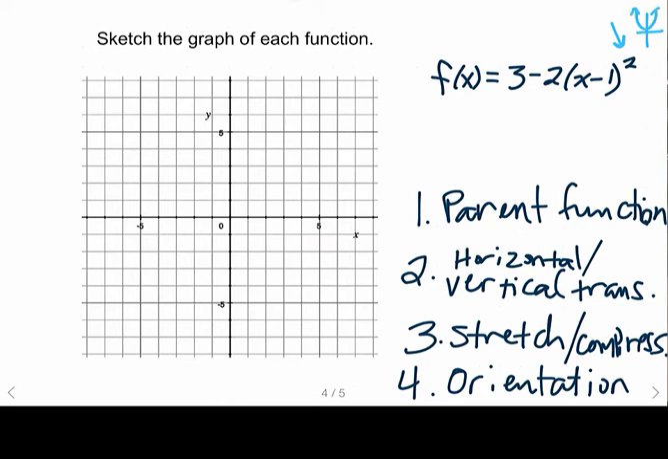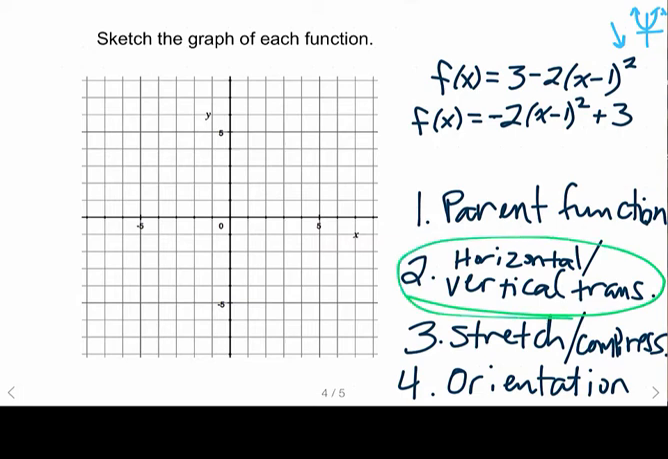That's the parent function, if you will. This function looks like it would be easier for me to think about if I rearrange some terms, and sometimes when you do that, things become a little bit more clear. In this case, I'm going to write negative 2 times the quantity of x minus 1 squared plus 3. If I consider these in the order in which I've written them, I can see that I have a horizontal and a vertical translation. The horizontal translation is going to be 1 unit to the right. The vertical translation is going to be 3 units up.